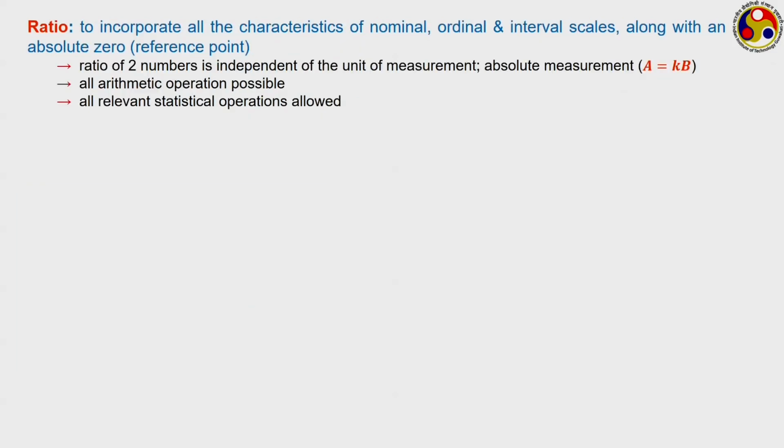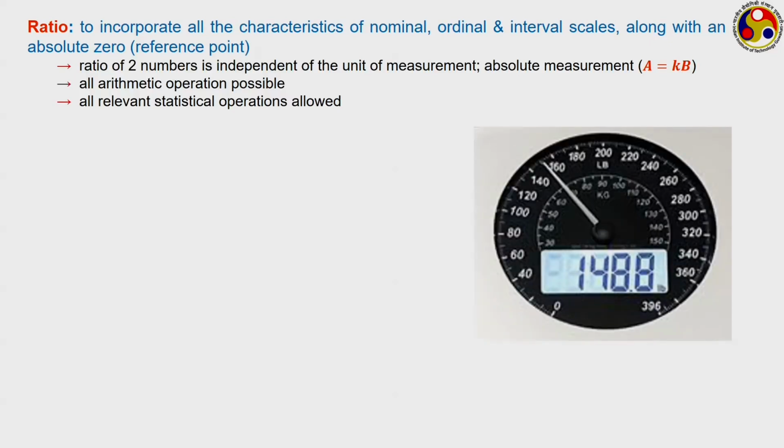And the final one is the ratio scale. In the case of the ratio scale, we have an absolute 0 present. So all the characteristics of the earlier three, that is nominal, ordinal and interval, are present, plus we have a fixed reference point. Take this example of a weight measuring dial, truly speaking a mass measuring dial. Here we have a proper 0, and this 0 is different from the 0 on the thermometer. This refers to 0 mass.